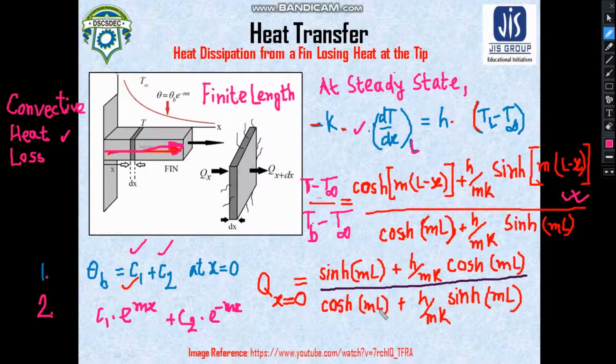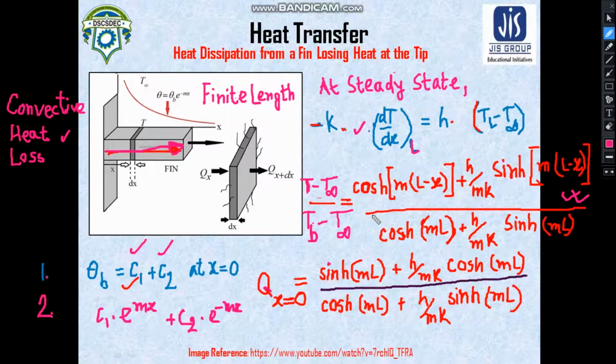And this is the heat transfer rate, which should be generated from this equation only, and it becomes at the base, obviously we are calculating the heat transfer at the base, sinh of mL plus h by mk cosh of mL divided by cosh of mL plus h by mk sinh of mL. So these are the two basic formulas for the fin which is not insulated and has convective heat loss at the tip. With this we have discussed three types of boundary conditions.